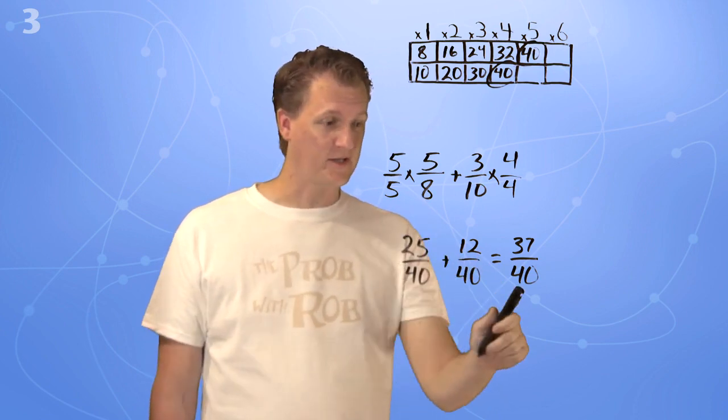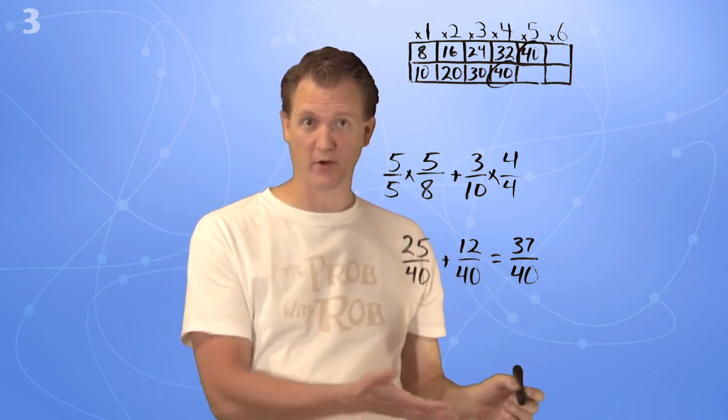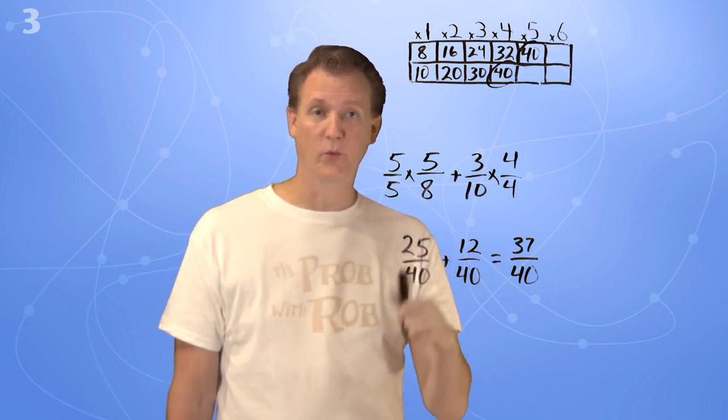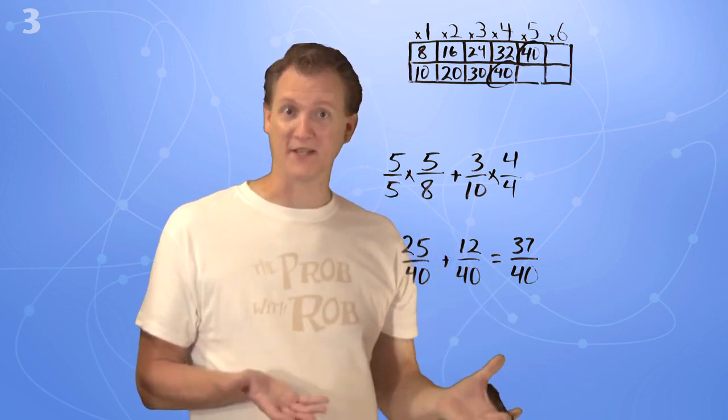And as you might have noticed, in this case, we did get a different bottom number than we would have if we used the easiest common denominator method. We would have had 8 times 10, which is 80, so that you can see that there is a difference.